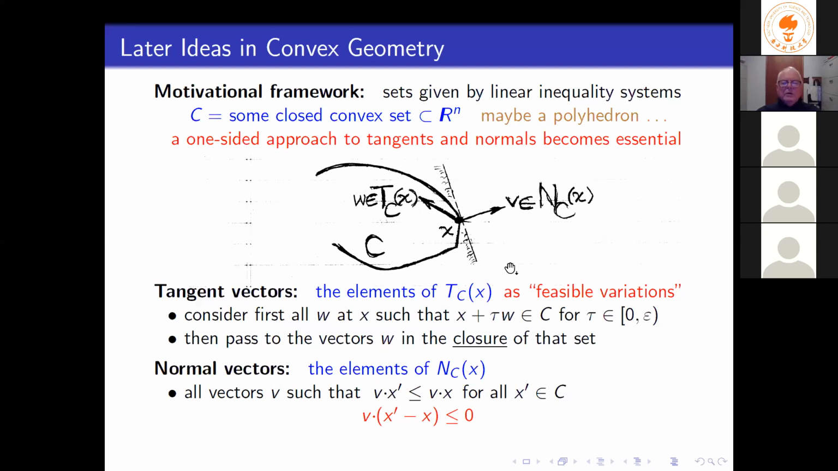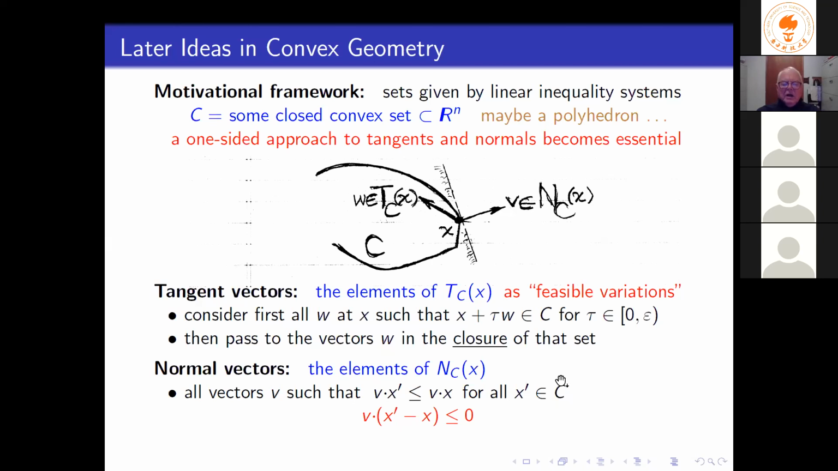And then we can define normal vectors in a way that at first seems a little different. We look at the vectors V here, such that there's an optimality condition. If I look at the linear function that corresponds to this V, then the value at X maximizes over this whole set. So I have a linear function, and it has level sets, which are parallel to this line here. And this is a maximization condition.